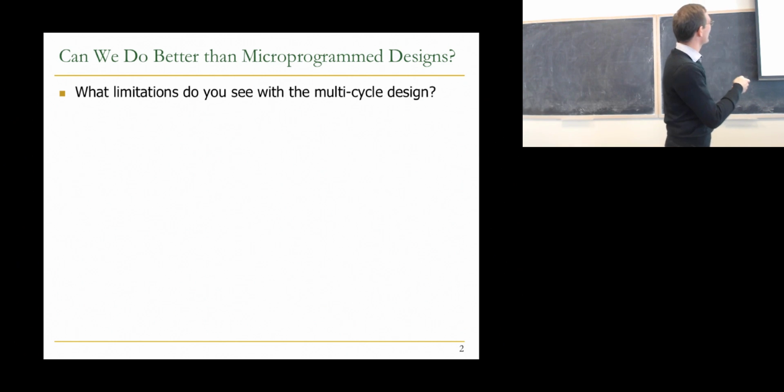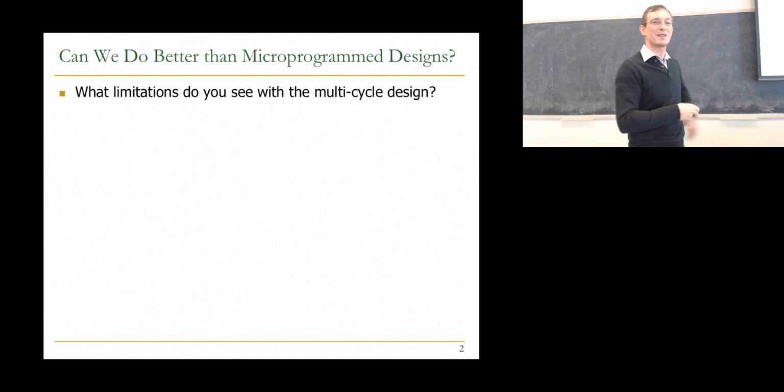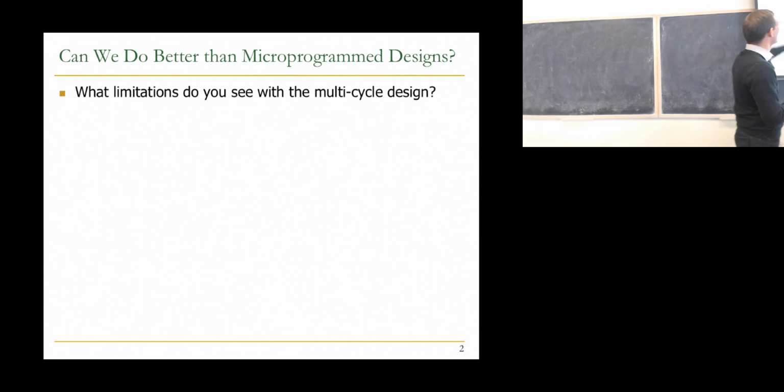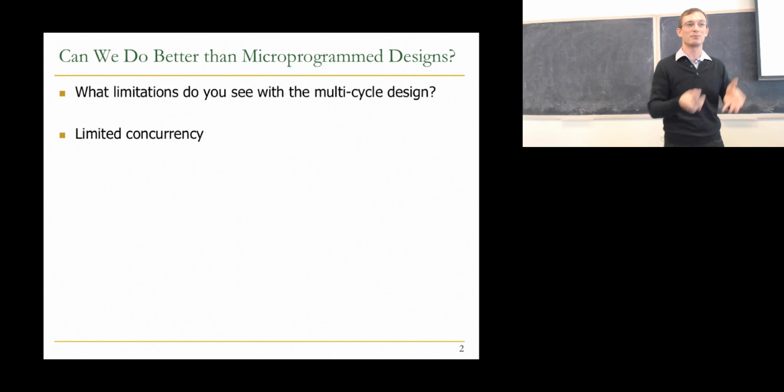Okay, so this is what I left you with actually. Can we do better than a multi-cycle microprogrammed design? What limitations do you see with the multi-cycle design? Basically, in a given cycle, you're using a very little portion of the processor. For example, if you're loading from memory, pretty much the entire data path is left idle. You're not doing anything at all in that data path. So you're wasting a lot of concurrency that you can potentially exploit.